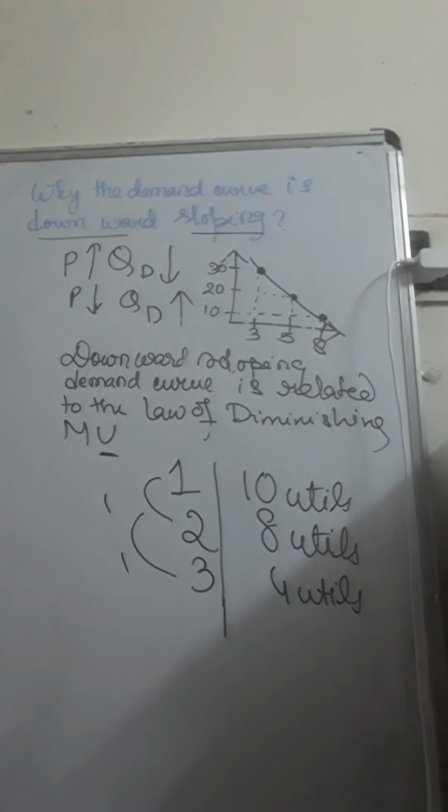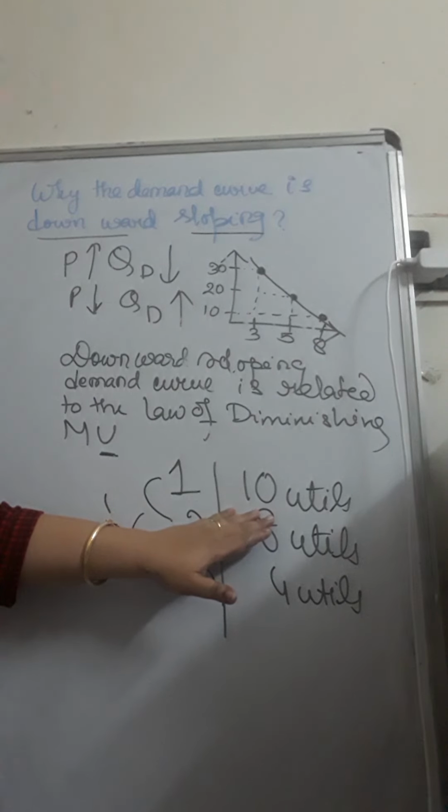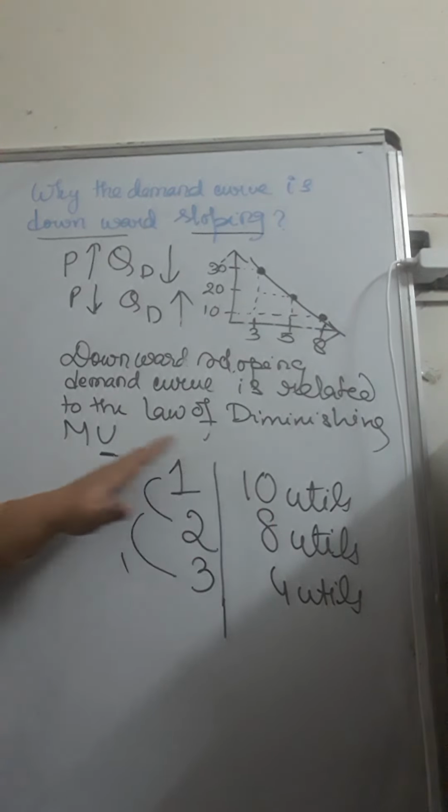Suppose you are very thirsty after coming from school, and what you want is a glass of water. So the first glass of water is the commodity here. It gives you 10 utility. Now here we have taken that utility can be measured with numbers. That was the main assumption of marginal utility theory.